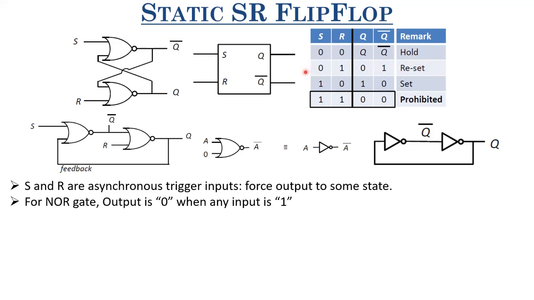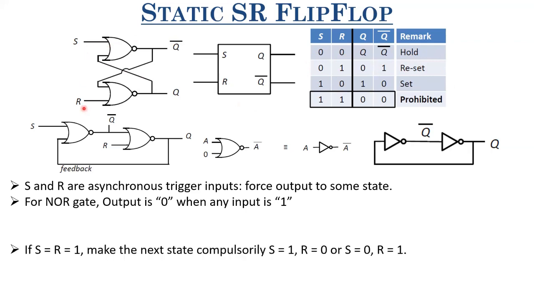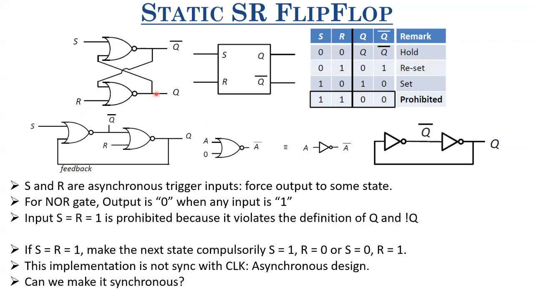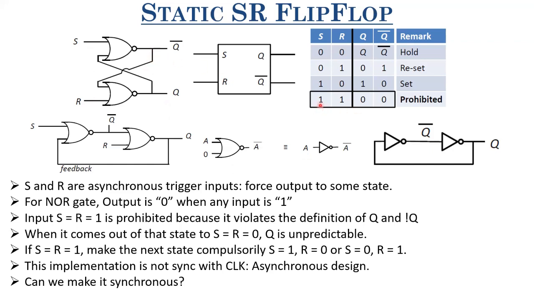Now the problem arises when you have S equals R equals 1. When that is the case, Q and Q bar both become 0. However, this is prohibited, because if both are 0, it violates the definition of Q and Q bar. Q and Q bar have to be complements of each other, but as long as S and R are both 1, both Q and Q bar are 0, which violates the principle of complements. To make things worse, if you switch from S and R both 1 to S equals 0 and R equals 0, what happens? The values of Q and Q bar are not known. It should be in the hold mode, but since both were 0 earlier, what will be the value of Q? What will be the value of Q bar? Or will they be held?